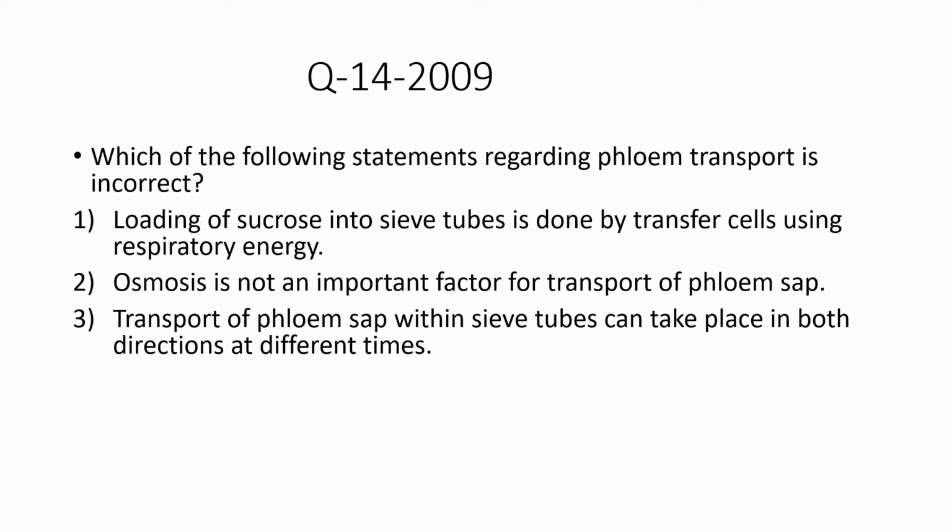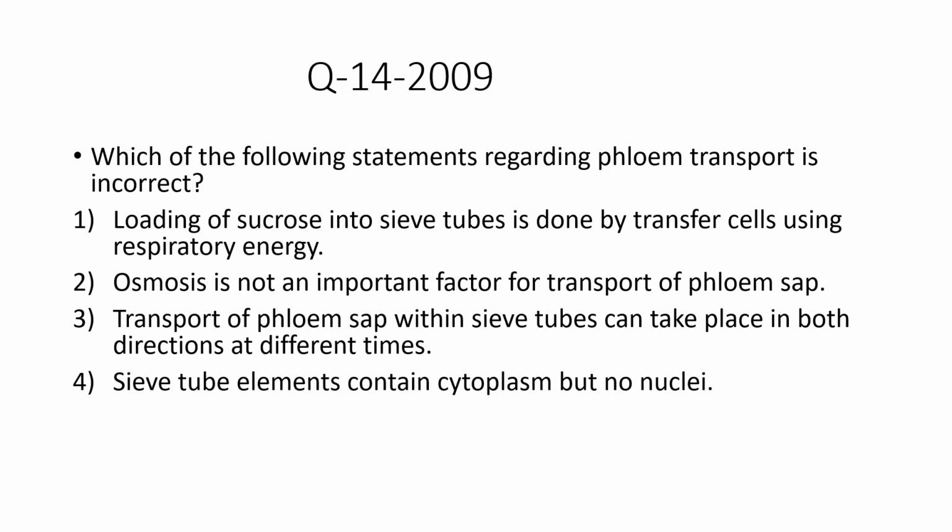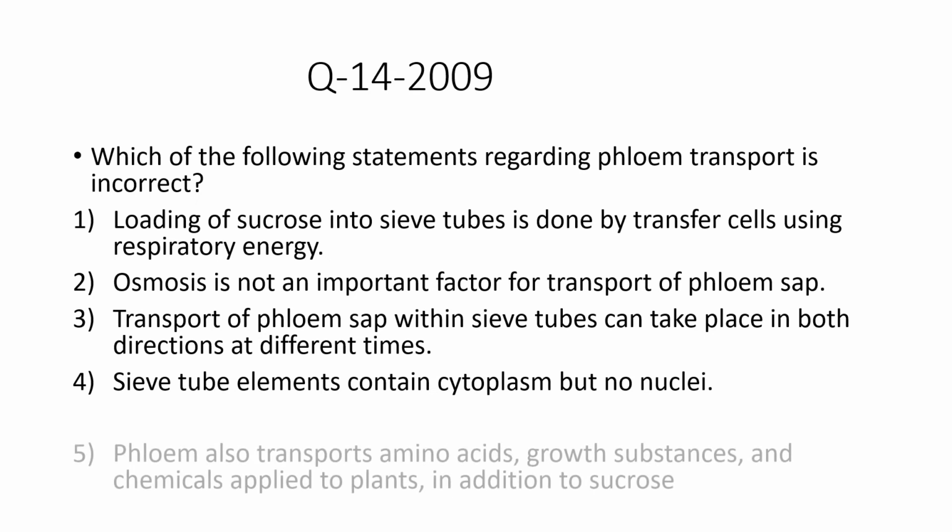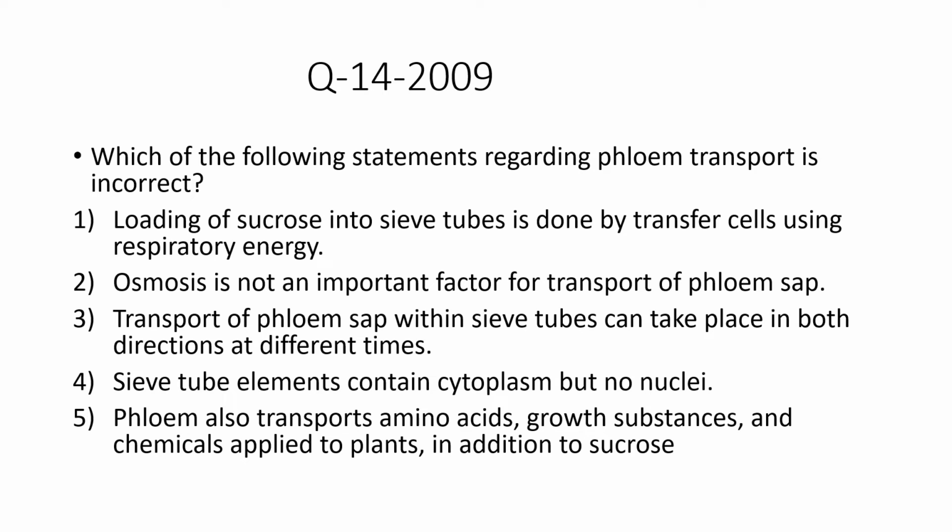3. Transport of phloem sap within sieve tubes can take place in both the directions at different times. 4. Sieve tube elements contain cytoplasm, but no nuclei. 5. Phloem also transports amino acids, growth substances, and chemicals applied to plants, in addition to sucrose.